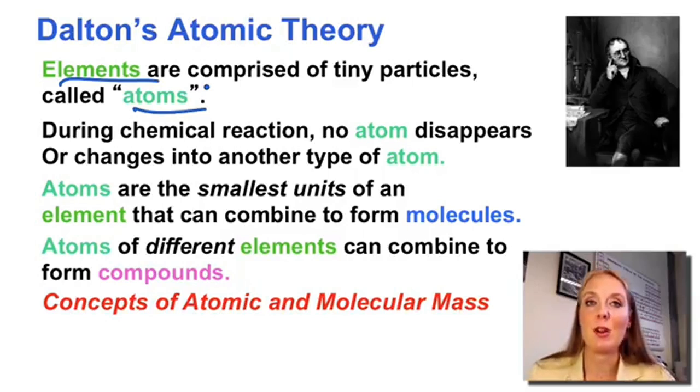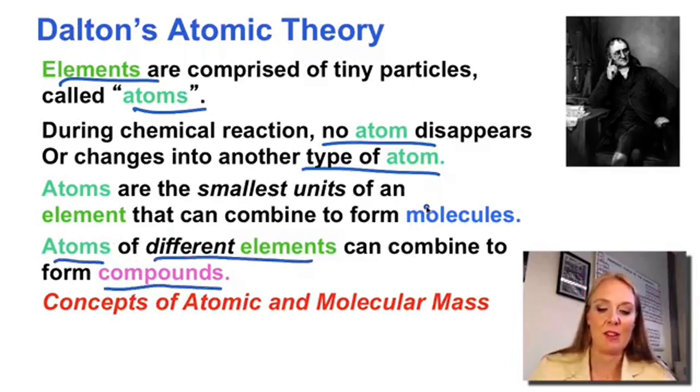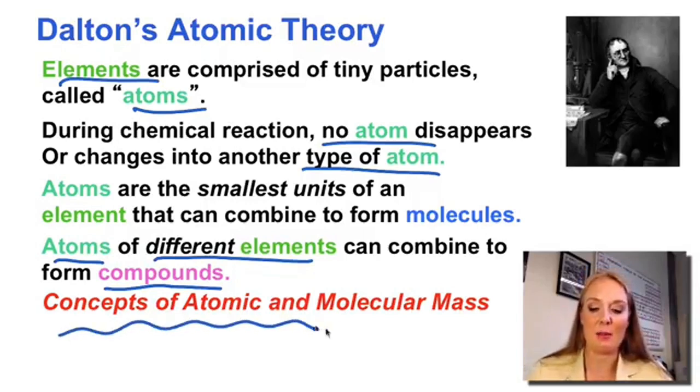John Dalton said that during a chemical reaction, no atom disappears or changes into another type of atom. So his theory had elements of conservation of matter in it. He said that the atoms were the smallest unit of an element that can combine to form molecules, and that those atoms combine with other atoms in whole number proportions. They can combine also with different types of elements to form compounds. There's a lot of new words in this atomic theory. He's most famous for coming up with the concept of atomic and molecular mass, and we're going to talk about that a lot more during this course.